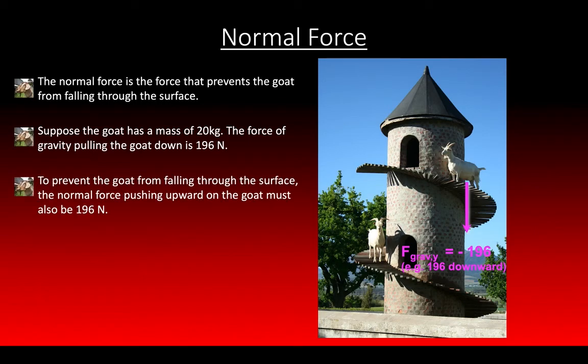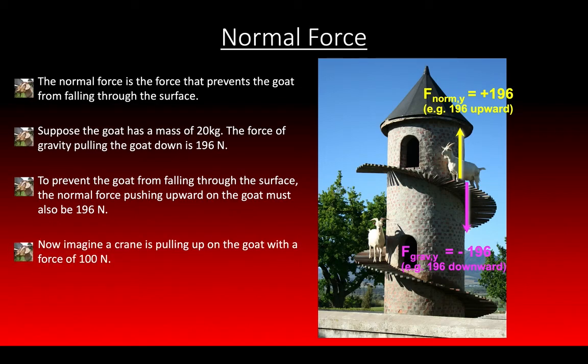Well, if the goat is not accelerating, that implies the upward force on the goat must also be 196 newtons. So even though I didn't do any calculation, I just said, I know the goat is not accelerating. And so if there is a downward force of gravity of 196, there must be an upward force of 196 to cancel out and ensure that the total force, the net force, is 0. 196 upward and 196 downward will cancel. And if F net is 0, then that ensures the acceleration of the goat will be 0.